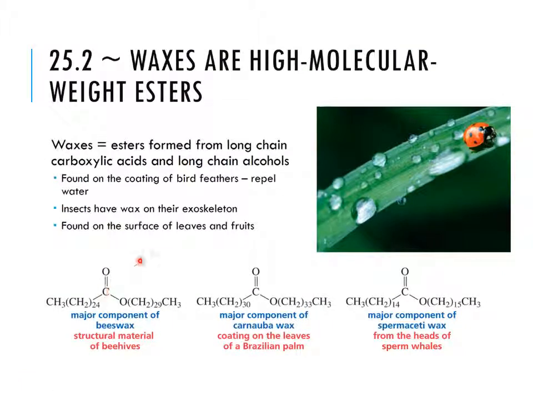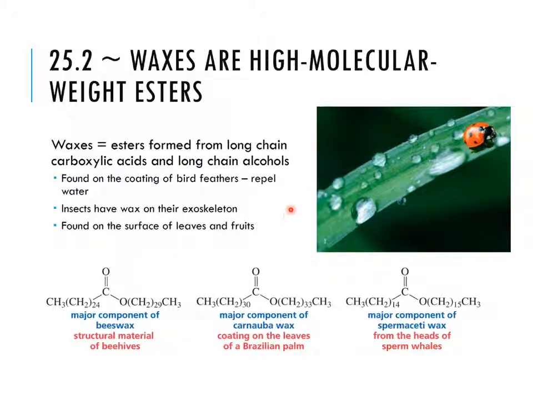There we go. Okay, so our next category are the waxes. And waxes are long hydrocarbon esters. And so they're made from one of our long fatty acid chains and a long alcohol chain. So there's a couple examples down here. Notice that this first one on one side has 25 carbons and the other side has 30 carbons. So these are very large molecules, and this is the major component of beeswax.